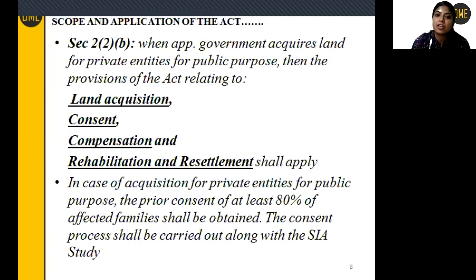All the four categories shall apply in both cases A and B, but the difference is that in case of public-private partnerships, the consent of at least 70% was required, but in this case, which is covered under subclause B, the consent of at least 80% of affected families shall be obtained before going for the acquisition of private properties of the private persons. And the consent process shall be carried out along with the social impact assessment study.